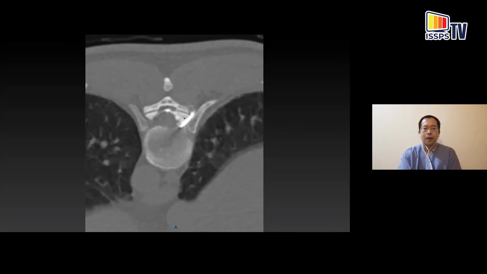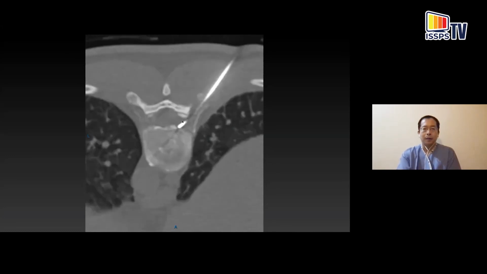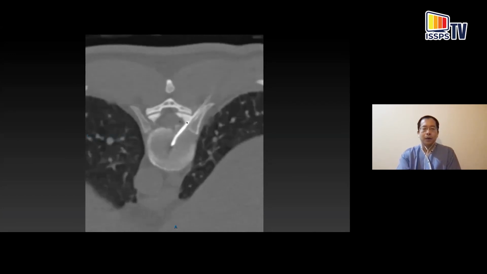This is an angulated needle, so it makes it more steerable. So from here, I know not to go medial anymore. I have to change the direction of the needle a little bit. From here, I had to change the needle to point it more anteriorly, which is what we did.